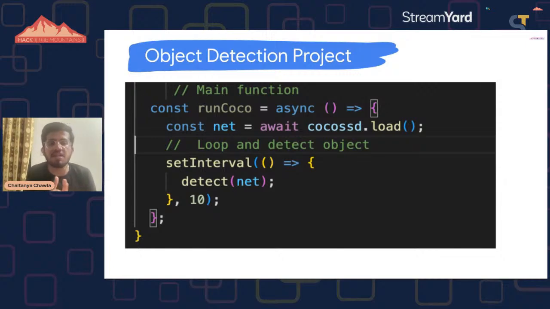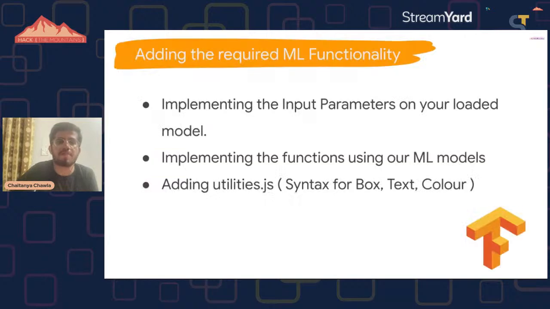Then for the object detection project, I have used the COCO model, and the function is runCoco, and this is the code for building the object detection project. I'll show you the demo later on. So this is the code for an object detection project.